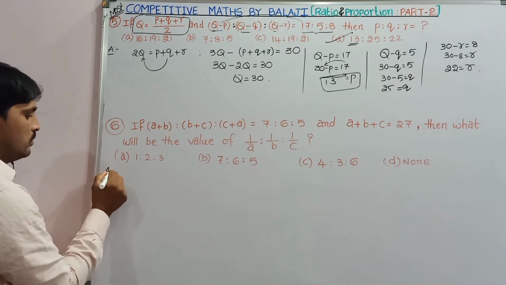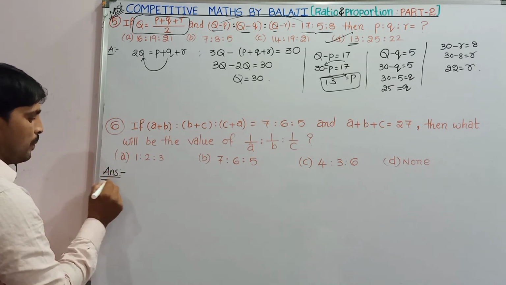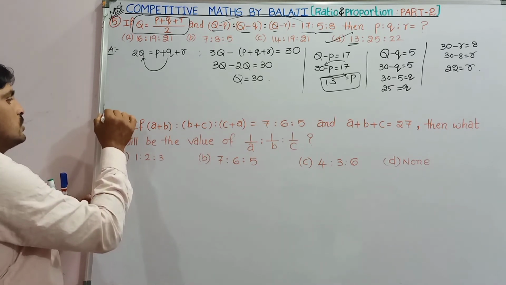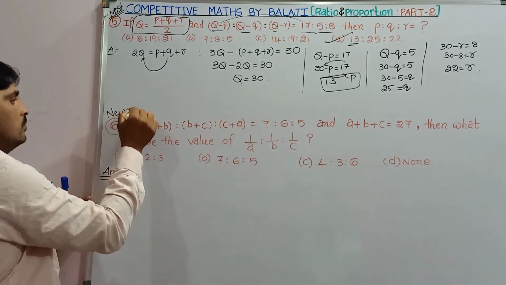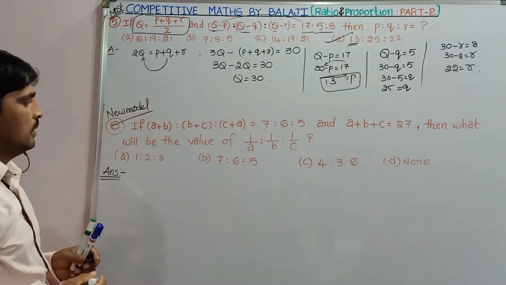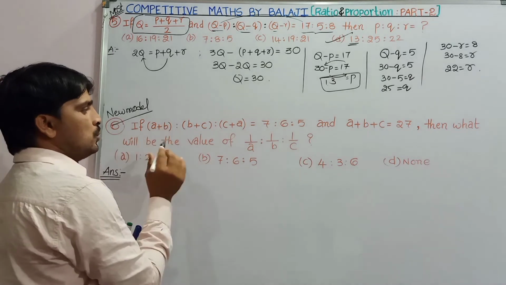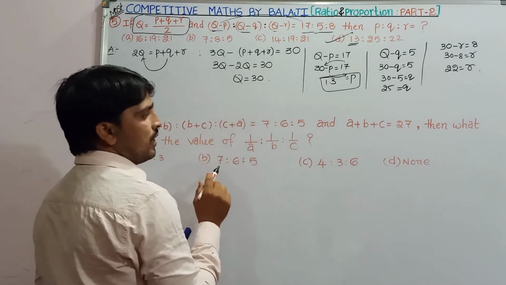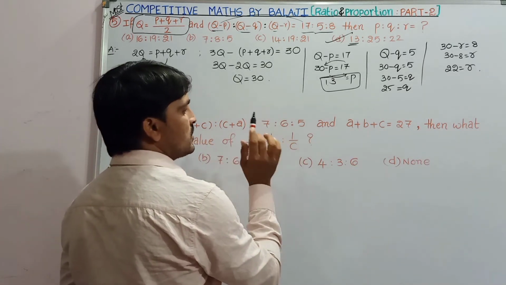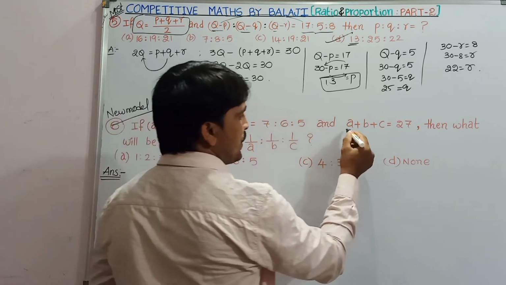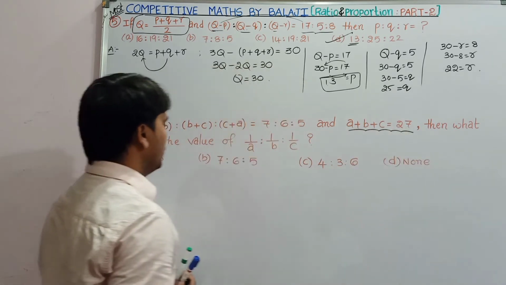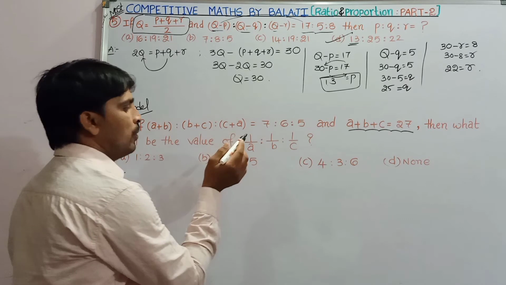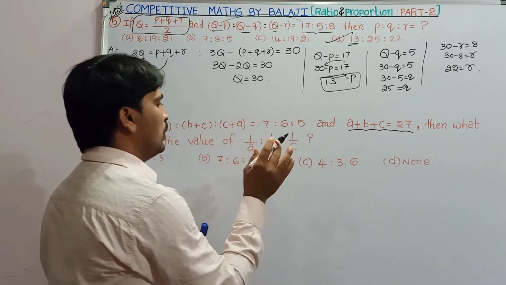Next question. This is a new model problem. If a plus b is to b plus c is to c plus a equal 7 is to 6 is to 5 and a plus b plus c equal 27, then what will be the value of 1 by a is to 1 by b is to 1 by c?